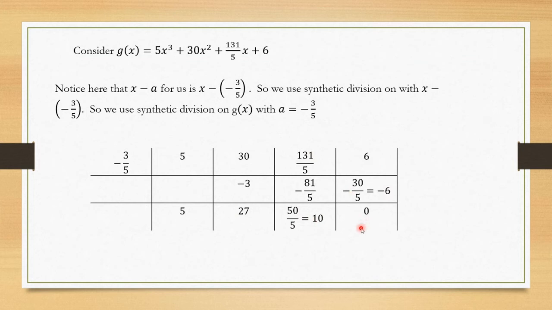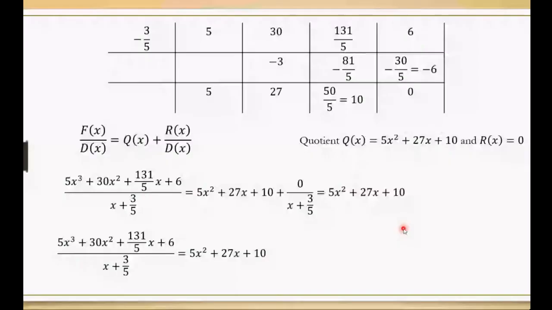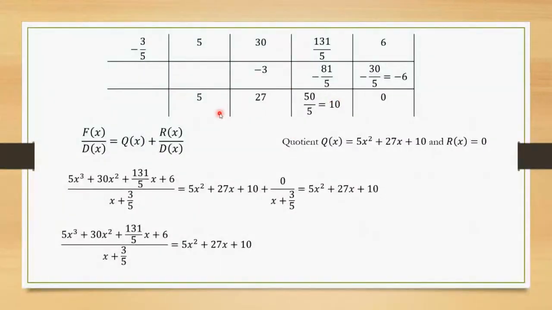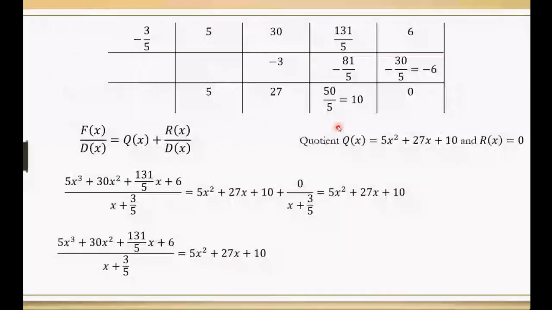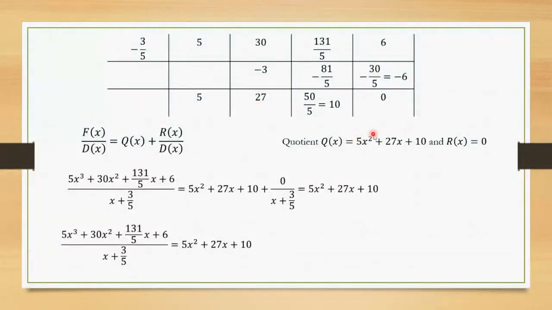And so the process is basically the same after we divide by 5, or multiply by a fifth, same thing. So in other words, these numbers will be the coefficients of the quotient. And this is the remainder. So our quotient is 5. Remember, it's 1 degree less than your dividend, which is this. So it's going to be degree 2. So it's 5x squared plus 27x plus 10. Our remainder is 0.